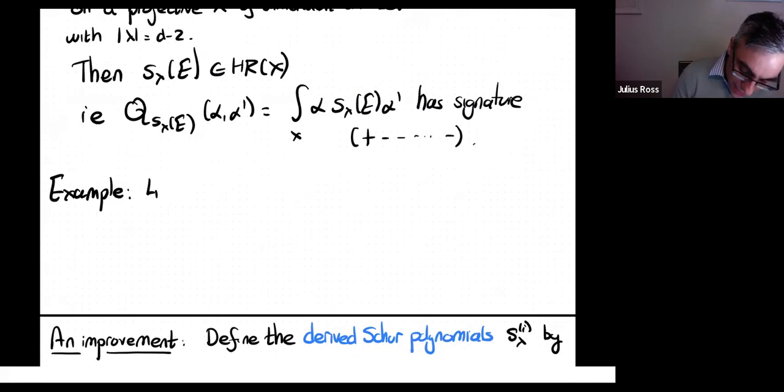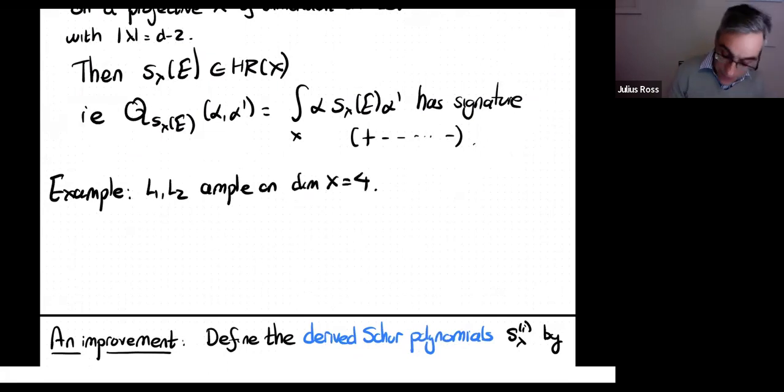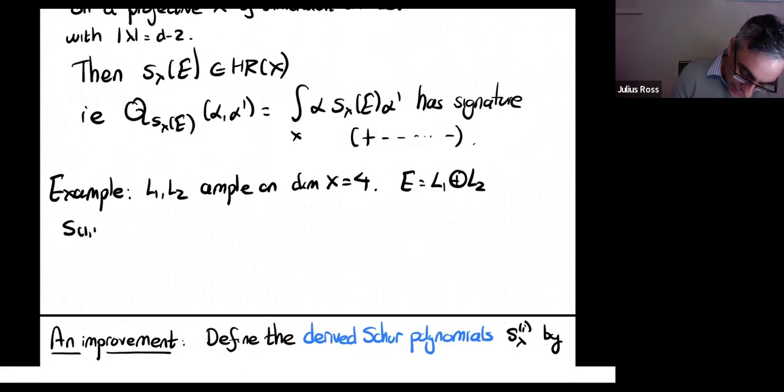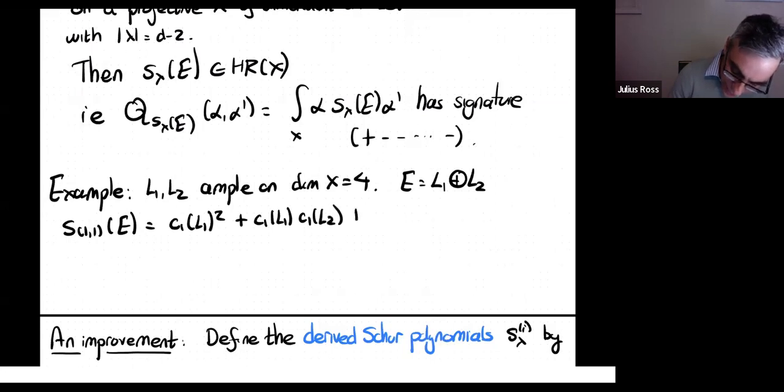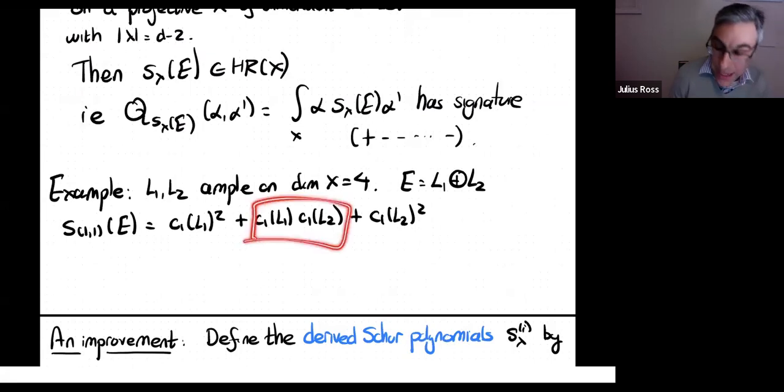So let's suppose L1 and L2 are ample, and the dimension of X is 4. All right, different ample line bundles. And let's just put E as L1 plus L2. And then I need to work out for you what the first Segre class of E is. And it turned out to be this. I hope I get the numbers right. It's c1 of L1 squared, plus c1 of L1 c1 of L2, plus c1 of L2 squared. I think that's right. I'm concerned that I've missed a factor of 2 in there, but it won't matter for what I'm going to say.